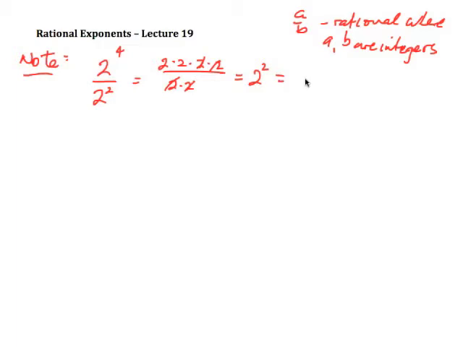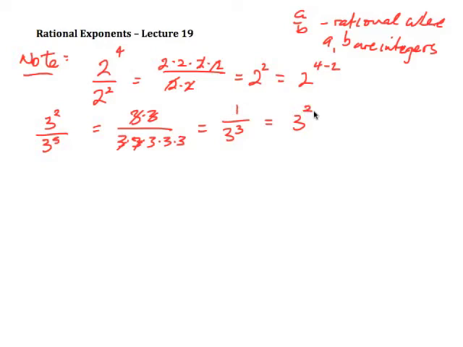Now, what happens if we do it similar to this, but let's suppose we have 3 squared over 3 to the 5. Then this would be 3 by 3, divided by 3 by 3 by 3 by 3 by 3. And, of course, these are cancelling to leave me with 1 on the top and 3 cubed on the bottom. And notice this is still the same as 3 to the 2 minus 5. So it also works like this particular case where the exponent is larger on the bottom than it is on the top.